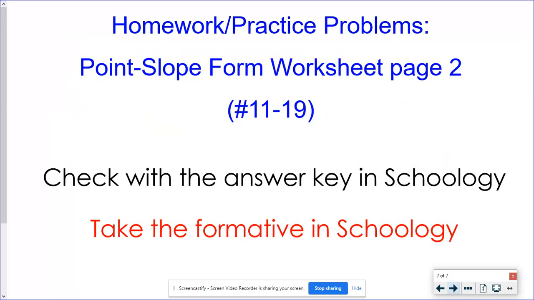So the worksheet that you have today is actually the back side of the last worksheet that you did. So we took off number 20. It was kind of a messy problem. It starts with number 11 because the front side only went to number 10. So 11 through 19 are your problems today. The answer key, as always, is in Schoology. And when you're all done checking your answers, make sure that you take the formative. If you have any questions, let me know.